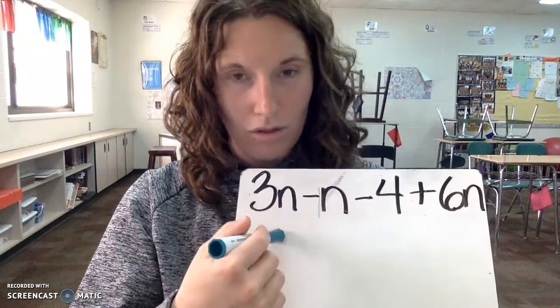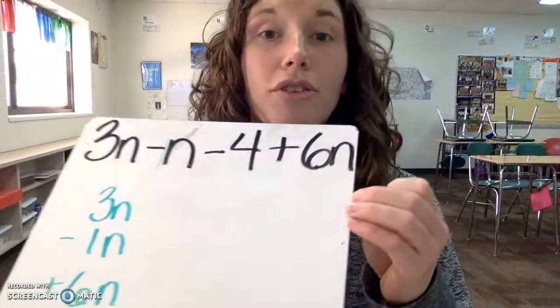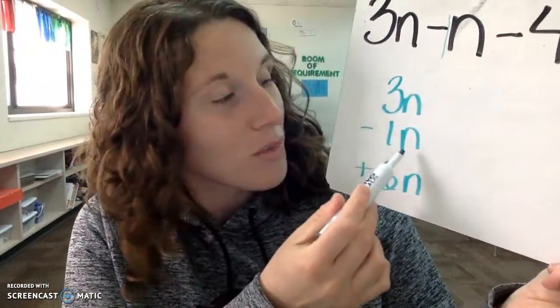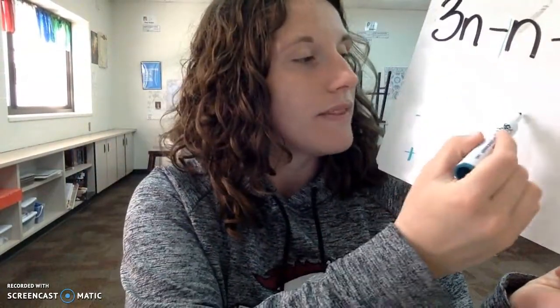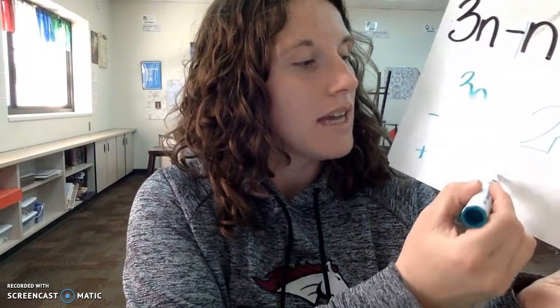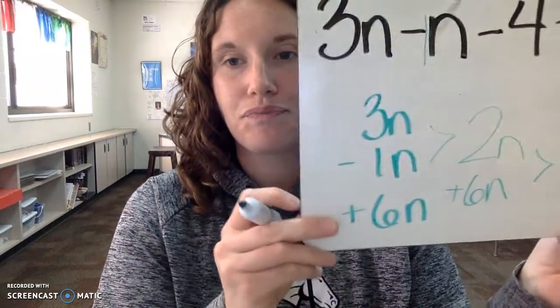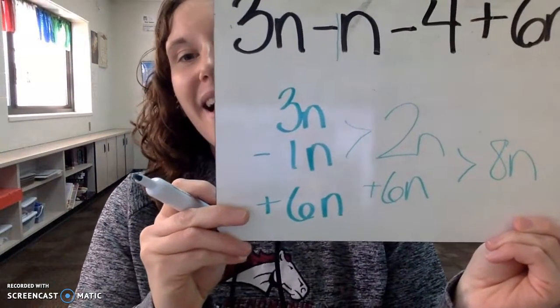And then I see a plus 6n. So it was 3n, maybe I'll write that down. Minus 1n plus 6n. And I'm sure elementary school teachers would yell so much at me for doing this. But 3n minus 1n is 2n, and plus 6n would be 8n. This way, all of those n terms I can combine together.